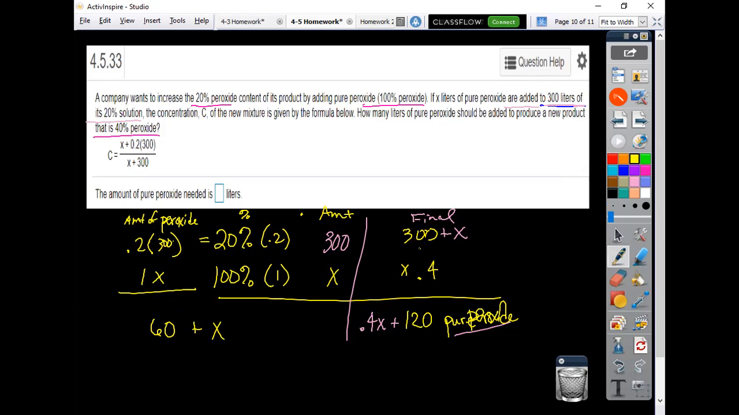The amount of peroxide that we have in the problem, whether it's from each individual part added together or in the total in the end, those should be equal. So this gives me my equation to solve.